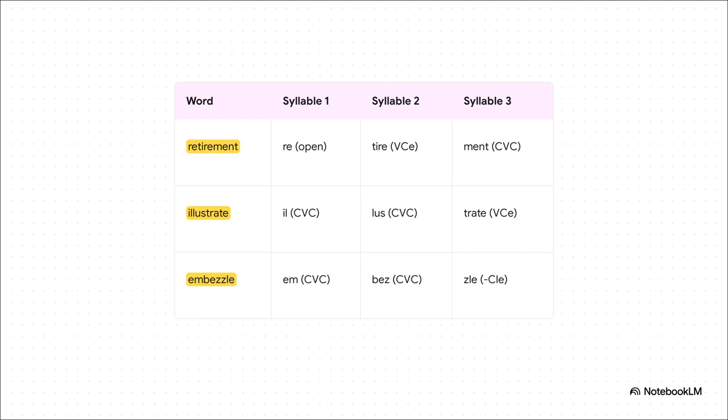Okay, this is where it all clicks. This is where you can really see how those simple blueprints come together to build big words. I mean, look at retirement. It's just an open syllable, a VCE, and a CVC all snapped together. Or embezzle. That's just 2 CVCs and that final CLE pattern. Suddenly, these long words, they don't seem so scary anymore, do they? They're basically just built out of Legos.